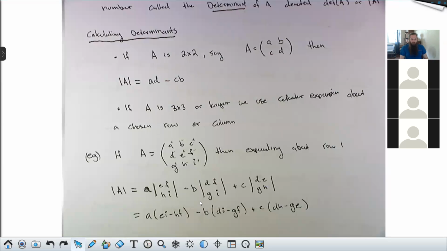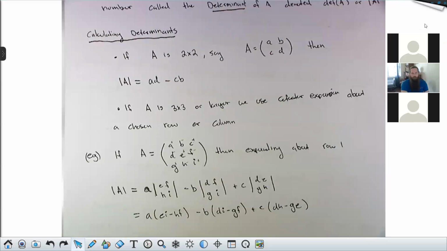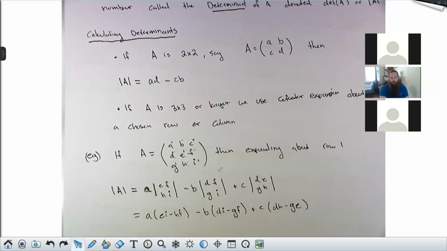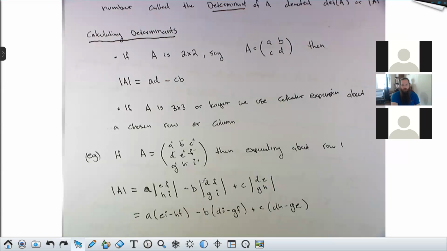Now, just so I have a feel, how many have calculated determinants before? You can give me a thumbs up, react, or anything like that in Zoom.